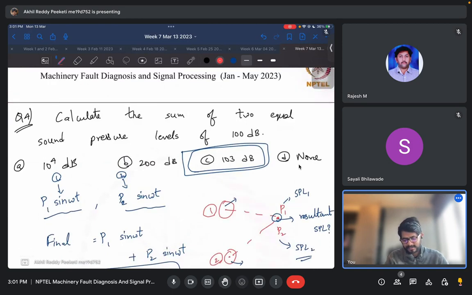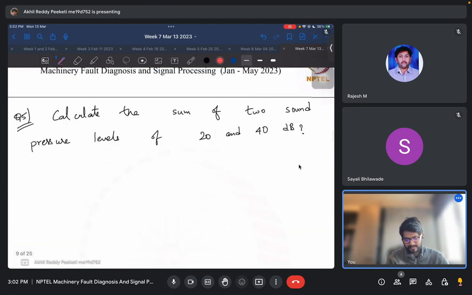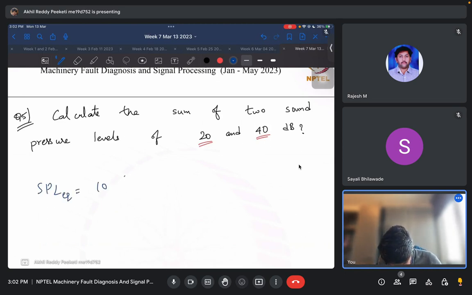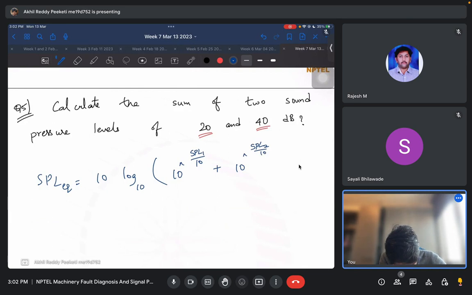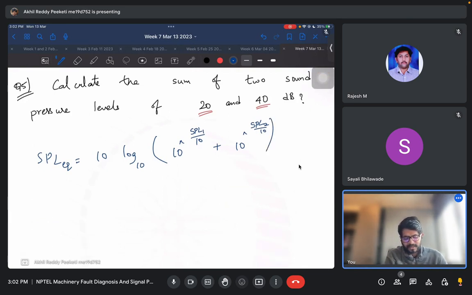Now let's look at the next question. Again an SPL calculation: calculate the sum of two sound pressure levels of 20 and 40 decibels. We know the formula of SPL equivalent is 10 log 10 of 10 power SPL1 by 10 plus 10 power SPL2 by 10. Now can you substitute and let me know what the answer should be? Here we are adding two different SPLs, as you asked, Rajesh. SPL1 is 20, SPL2 is 40, so this becomes 10 power 20 by 10, which is 10 squared, plus 10 power 40 by 10, which is 10 power 4.